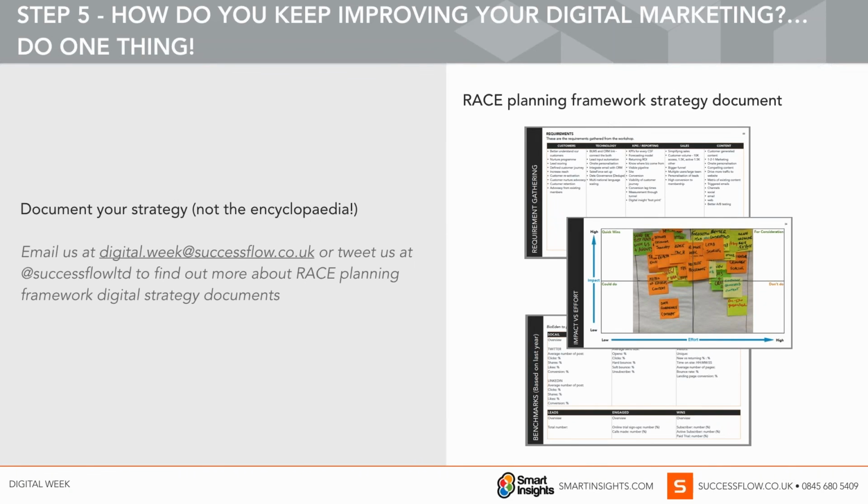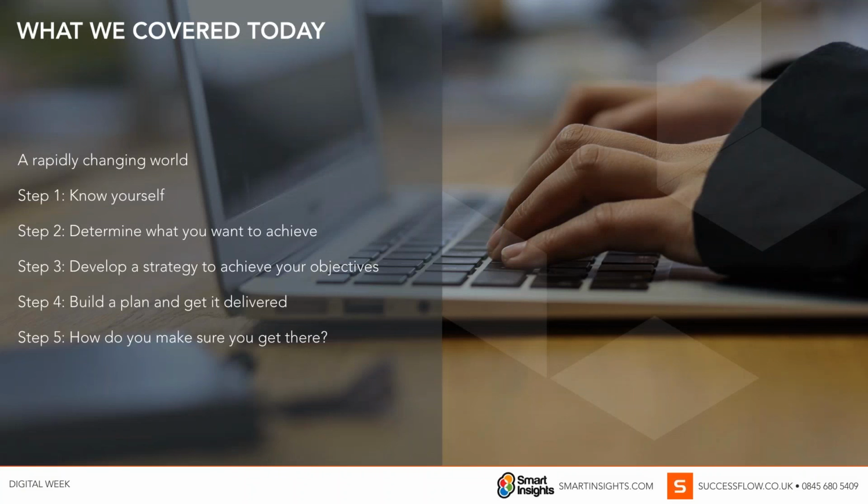Thank you for that. All right, so I'm going to wrap up. What we covered: Michael talked about a rapidly changing world. We talked about the importance of knowing yourself. Determine what you want to achieve. Set that strategy for those objectives and that achievement. Get that plan built. Get it delivered. And then have some oversight in terms of making sure that you get there.